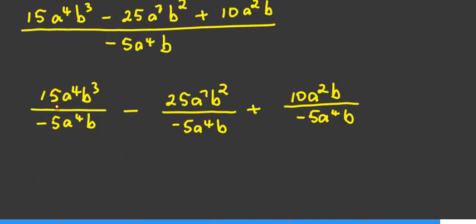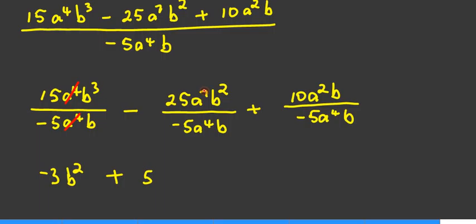We have 15 over negative 5, which is a negative 3. The a to the fourth cancels with the a to the fourth on the bottom. We have b cubed over b to the third power over b. So when we reduce that, we have b squared. Now we have minus, it's going to be a negative 5, right? 25 over a negative 5 is a negative 5. So it's going to be minus a negative, which is the same as plus 5.